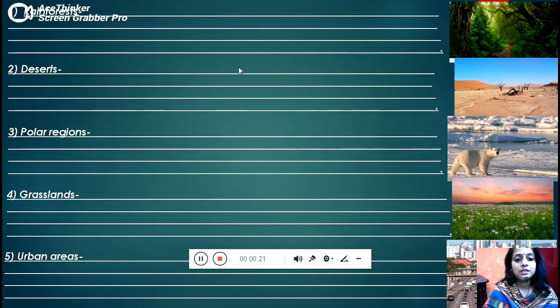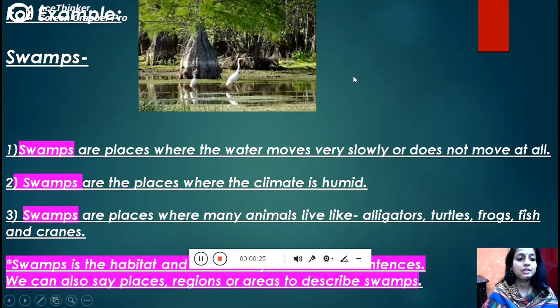I will share an example with you so that you can understand how you have to frame sentences. See, I have taken the example of swamps. Swamp is also an example of habitat. So look at the sentences. Swamps are places where the water moves very slowly or does not move at all. Second one, swamps are the places where the climate is humid. Next is, swamps are places where many animals live like alligators, turtles, frogs, fish and crane.